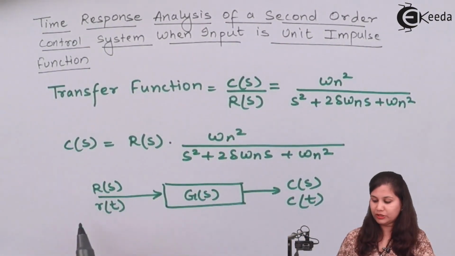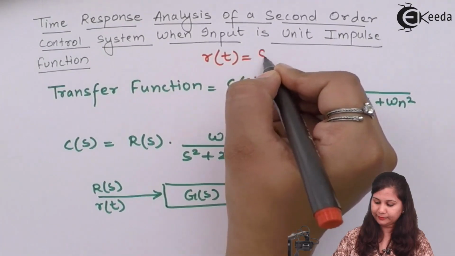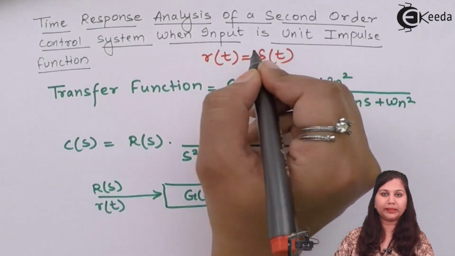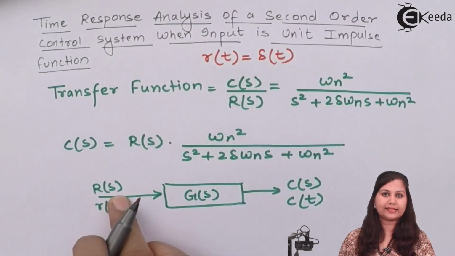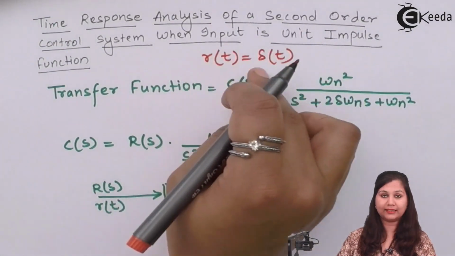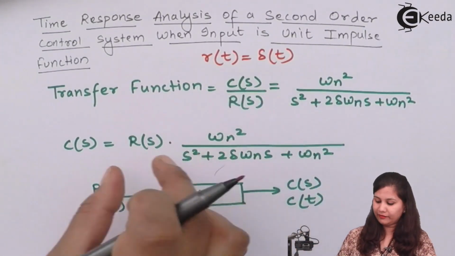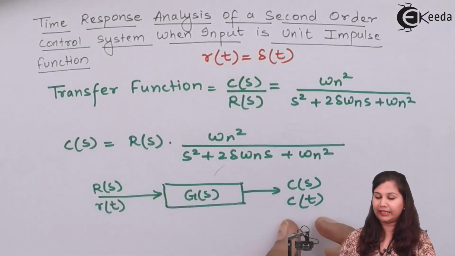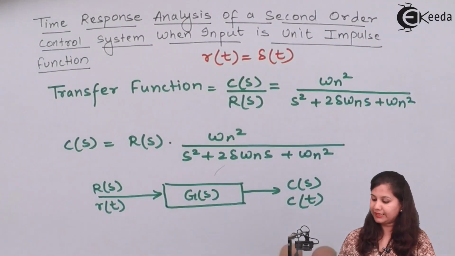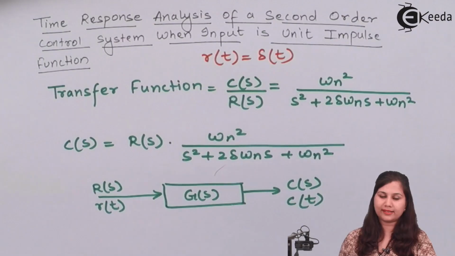So this r(t) will be the unit impulse function, or we can say that r(t) equals delta(t), where delta is the unit impulse function. So if we find out R(s), the Laplace transform of this signal, then we can put the value of R(s) here, and then we can take the inverse Laplace transform of C(s) so that we can get c(t). And c(t) will be the time response, or we can say the output response of the system.